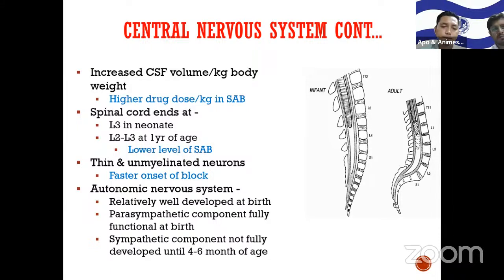The neurons of the newborn and the infants are thin and unmyelinated. Therefore, they have a faster onset of block during the subarachnoid block or any other blocks. The autonomic nervous system is relatively well developed at birth. The parasympathetic component is fully functional at birth, but the sympathetic component is not fully developed until 4 to 6 months of age.